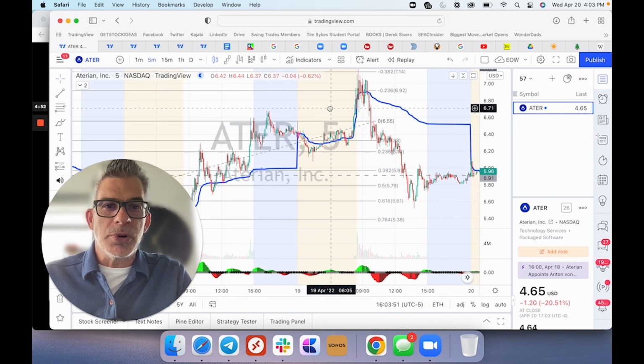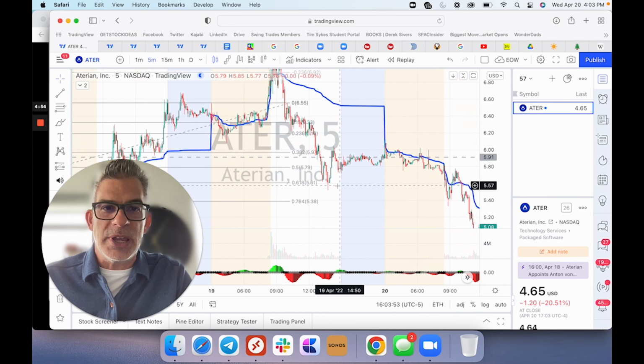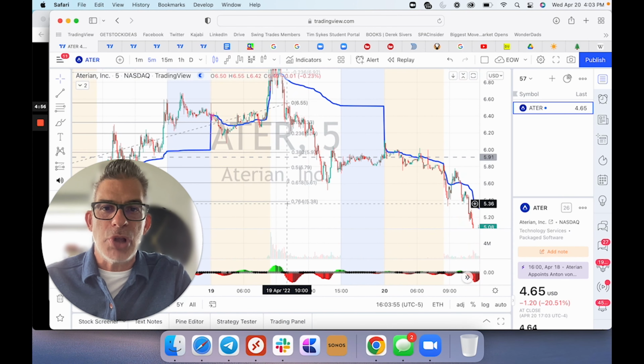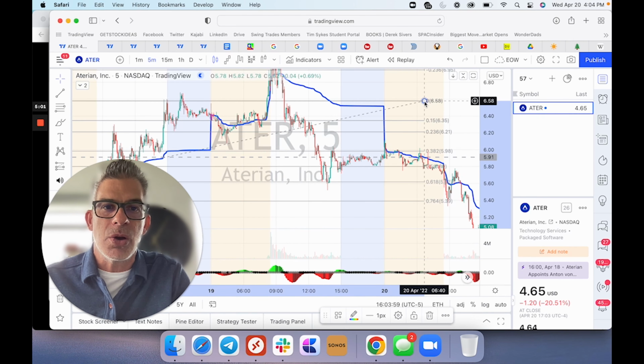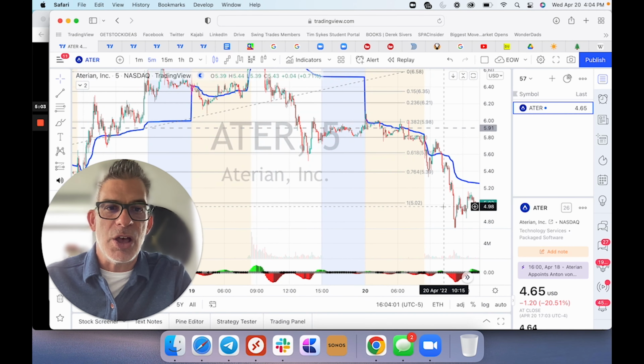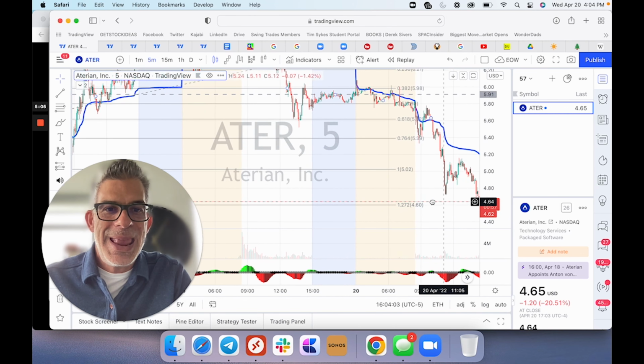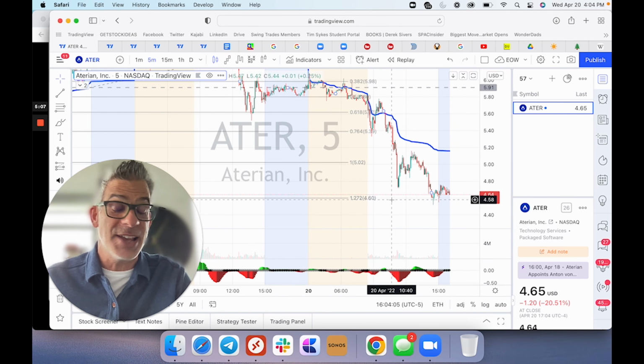Okay, so if we move forward in time and it keeps going, what if it breaks down below the lowest low that we had seen just a while ago? Could our levels help us out? Well, they can. I didn't even plan this. I swear I didn't plan this.